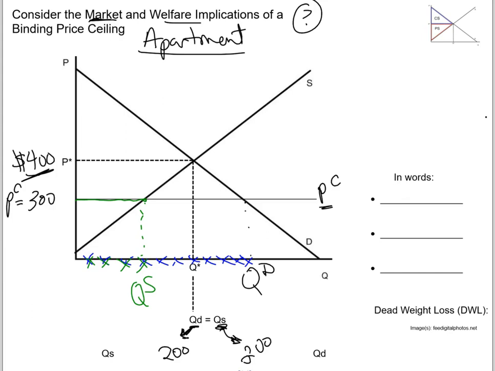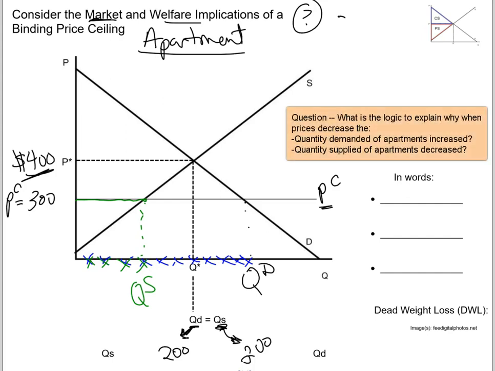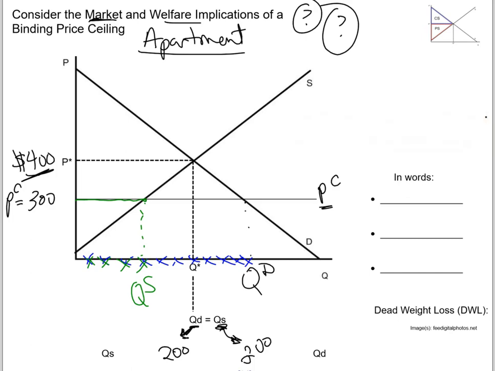The problem is we've got all these extra people showing up who want to rent an apartment but aren't able to. Question for you, right? So is it clear? Think about the lower price. When prices went down, what's the logic to explain why quantity demanded went up? And also, what's the logic to explain why, when prices went down, quantity supplied of apartments went down?